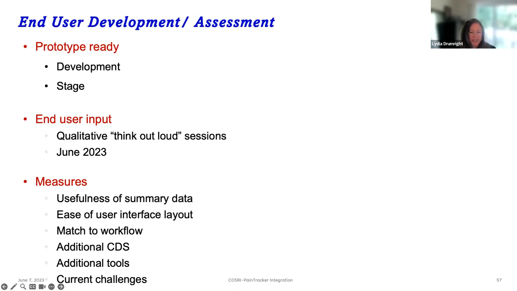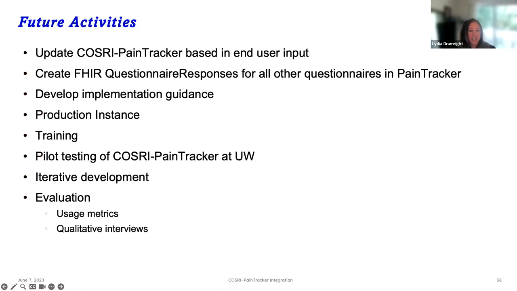And then we will go back to, next slide. We will go back to Causery Pain Tracker integration, update it based on their needs, and pull over all of the other data. We have to create FHIR questionnaire responses for every single one of those other questionnaires, because they don't exist out in the world that we have access to at the moment.